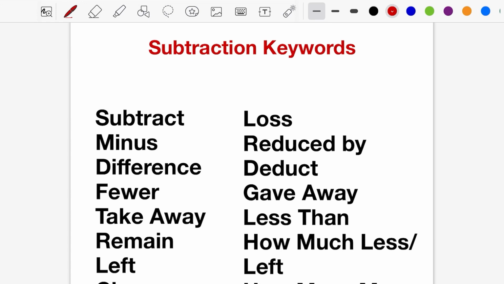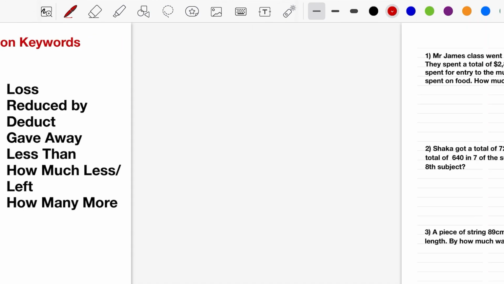So these are just some. There are also other words and phrases that can indicate that we must subtract. And there are rare cases where these words may not indicate that we must subtract. Okay, so let's take a look at a few questions.